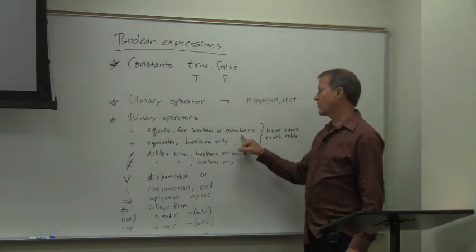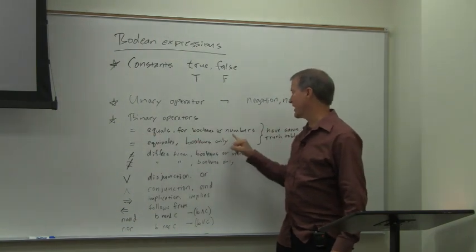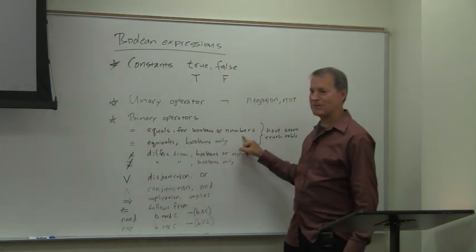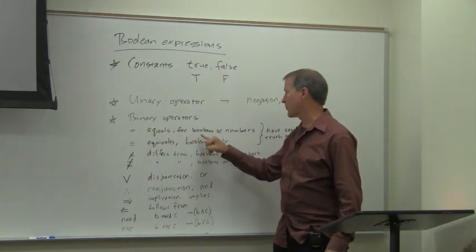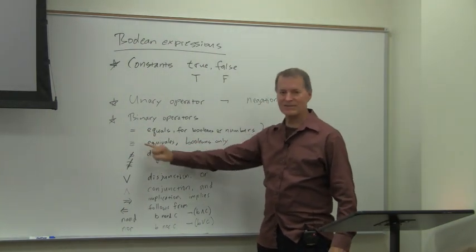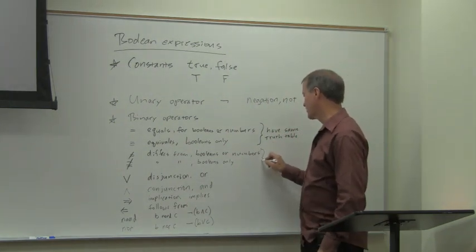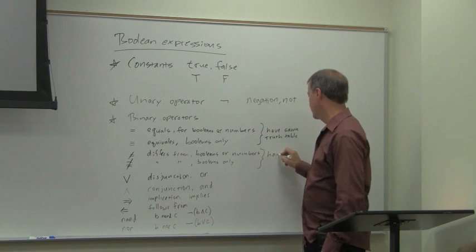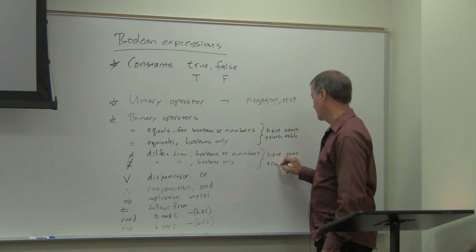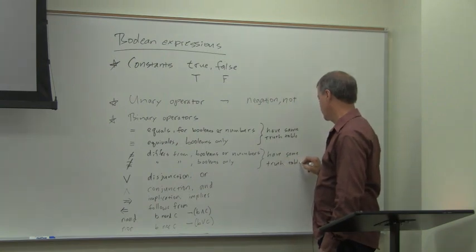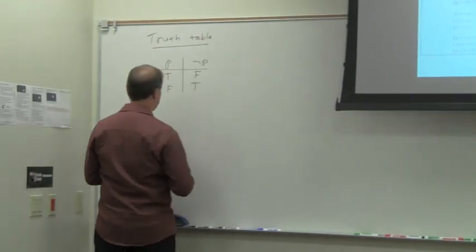Well, there is no truth table if you have equals and it's for numbers, because numbers can't be true or false. Numbers are 5 or 8 or 10, right? But if you're using equals for a Boolean, then it has the same truth table as this. And same here. These two also have the same truth table.